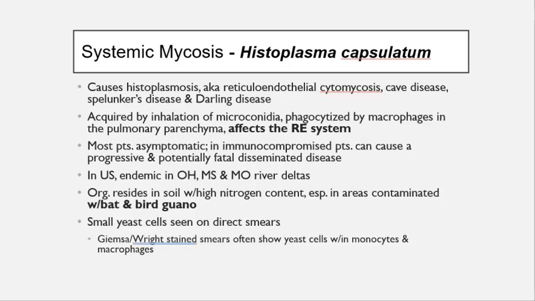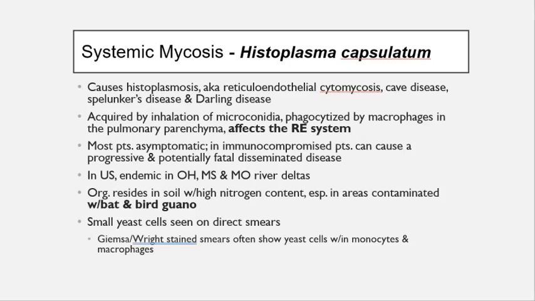The microconidia are phagocytized by macrophages in the pulmonary parenchyma, so this affects the RE system, or the reticuloendothelial system. Most patients are asymptomatic, but in immunocompromised patients, it can cause progressive and potentially fatal disseminated disease. In the U.S., the endemic areas are Ohio, Mississippi, and the Missouri River deltas. The organism resides in soil with high nitrogen content, especially areas contaminated with bat and bird guano. And guano is just another word for bat and bird poop.